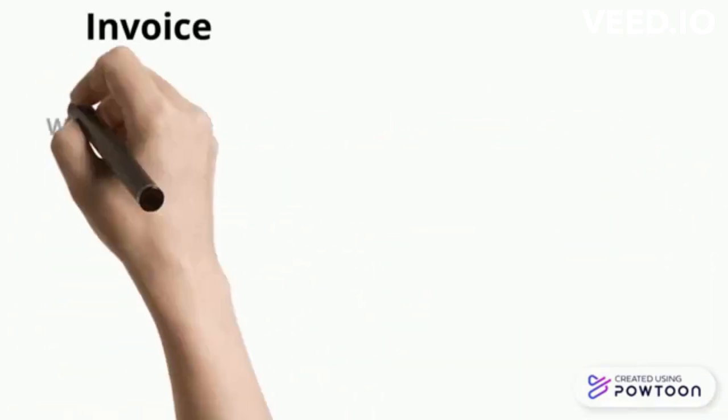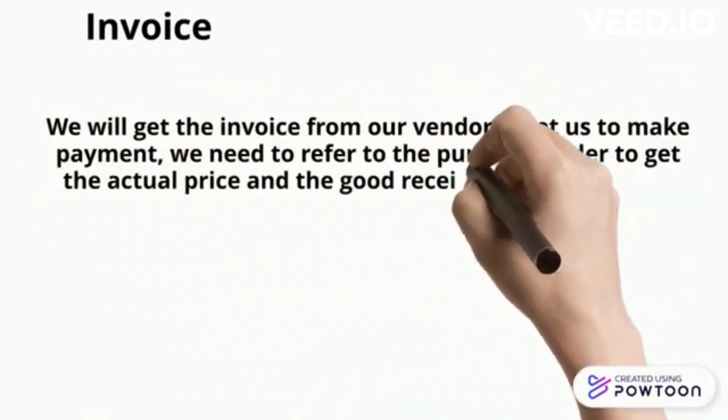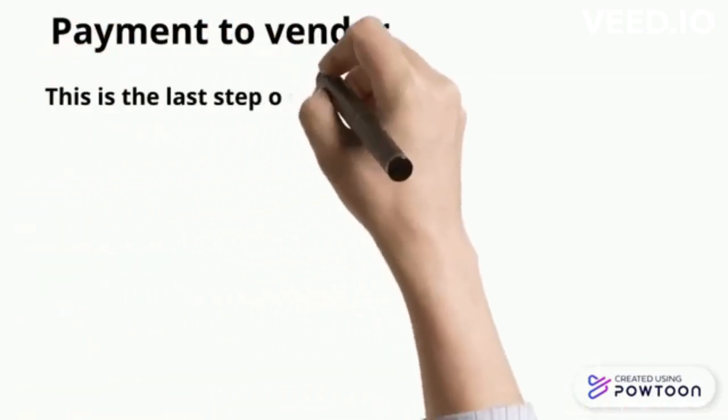We will get the invoice from our vendor to let us make payment. We need to refer to the purchase order to get the actual price and the goods receipt to get the actual quantity to ensure that the invoice is correct. This is the last step of the MM.